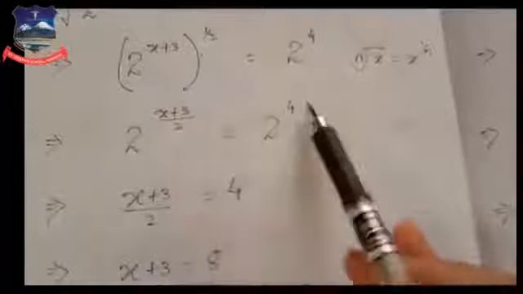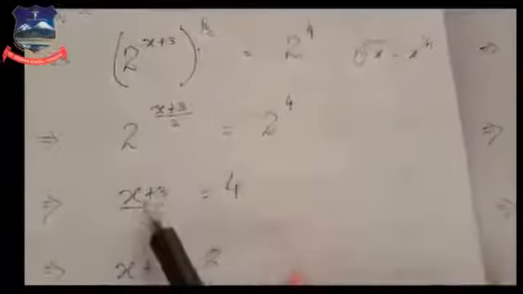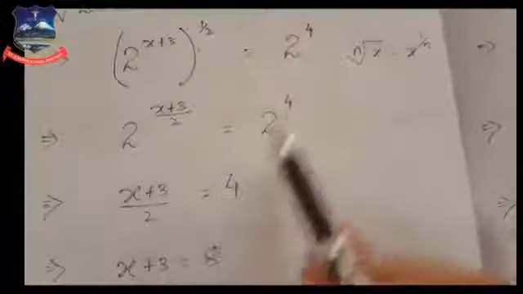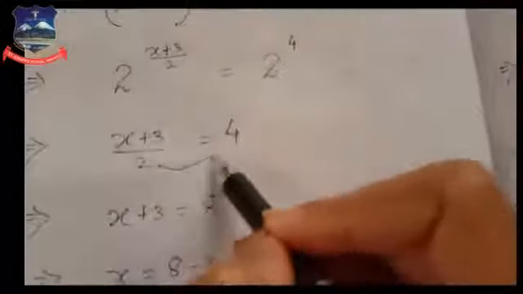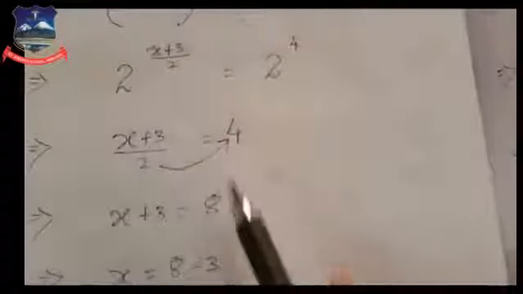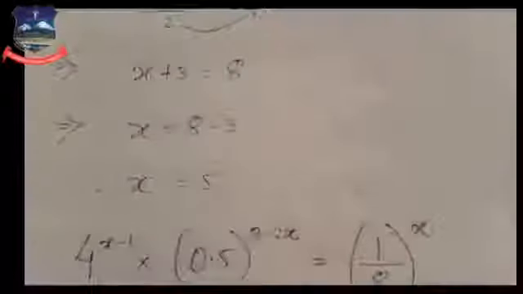Now same base. If the bases are same, powers are equal. So (x plus 3) by 2 is equal to 4. We will write only powers. Now cross multiplication: x plus 3 is equal to 2 4s are 8. Now x is equal to 8 minus 3. 8 minus 3 is 5. So the value of x is 5.